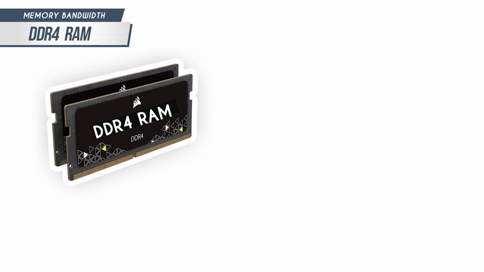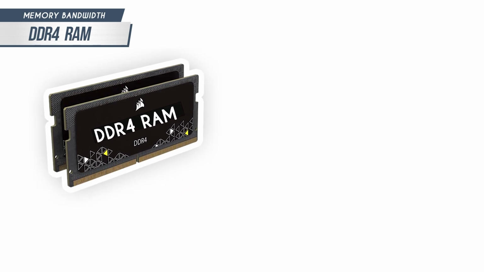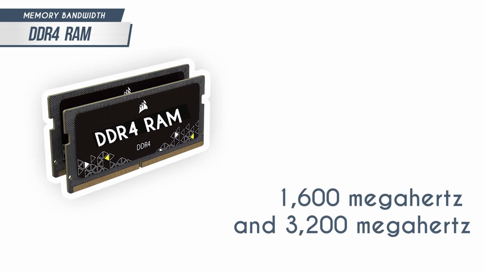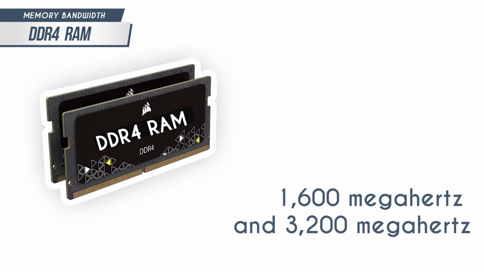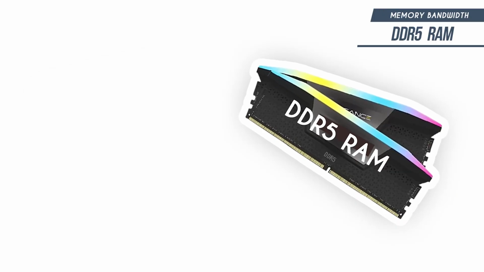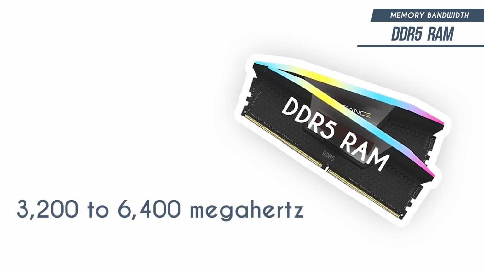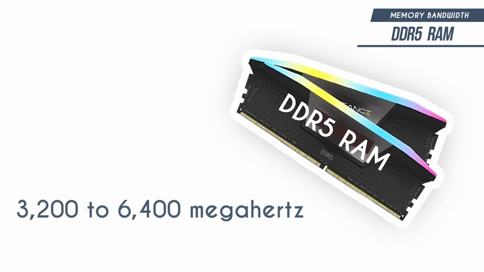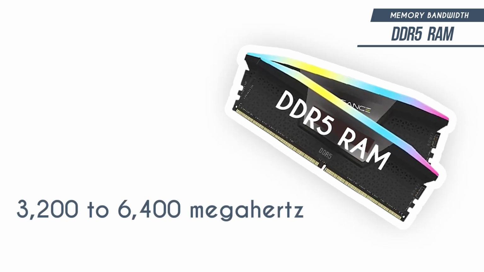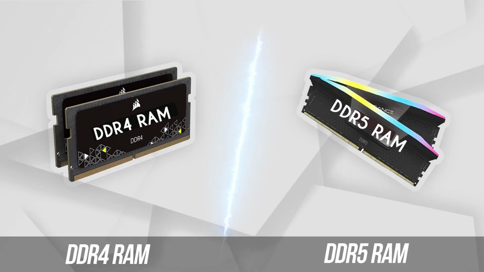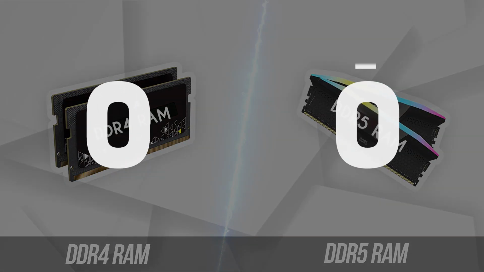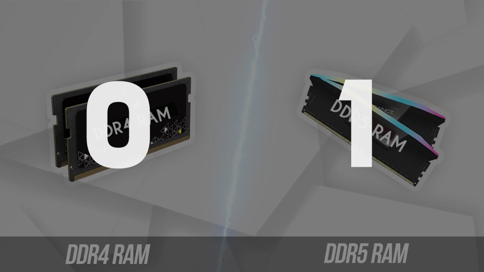The standard DDR4 specification has a frequency range between 1,600 MHz and 3,200 MHz, while the DDR5 specification offers double the frequency, between 3,200 to 6,400 MHz. That being said, DDR5 is capable of higher frequencies, which allows it to have a higher memory bandwidth overall.